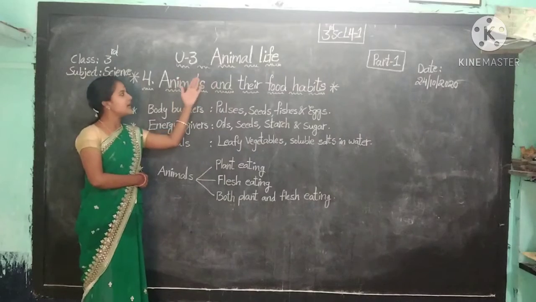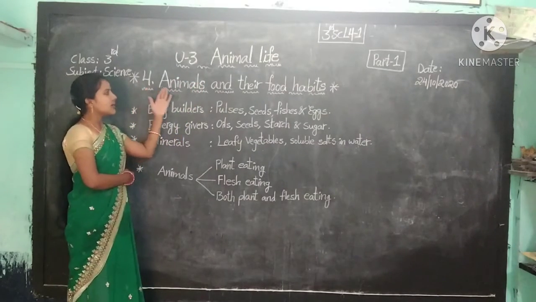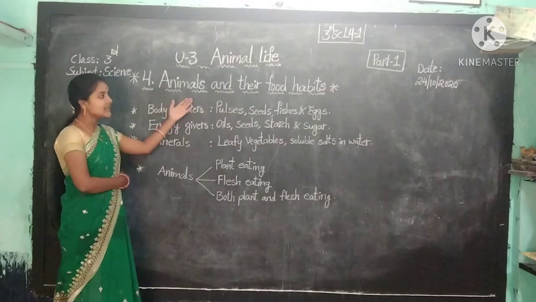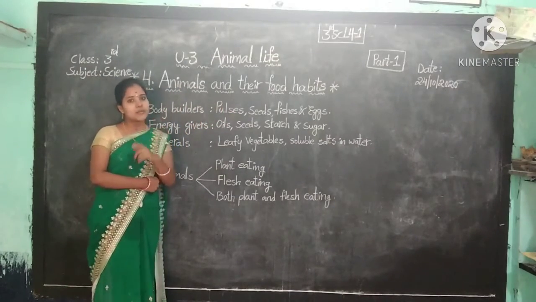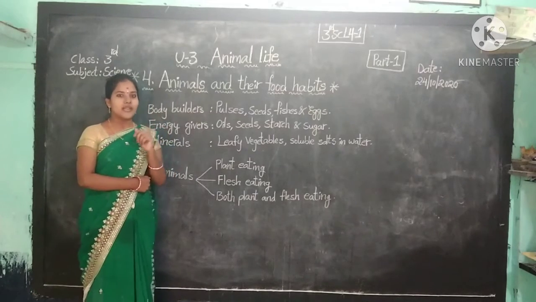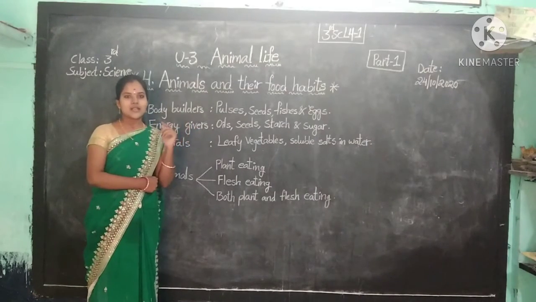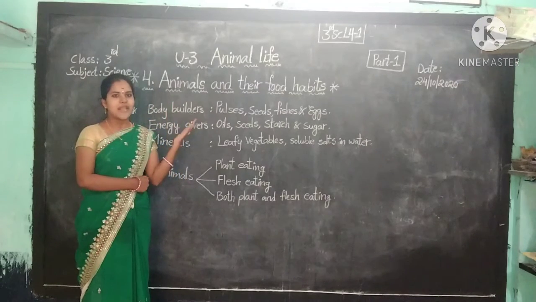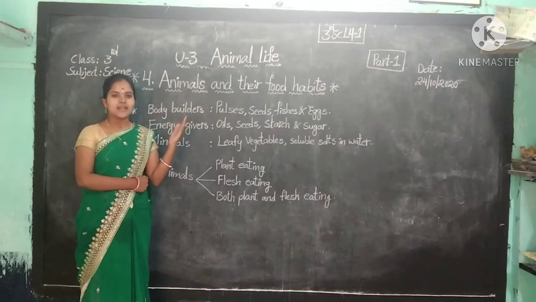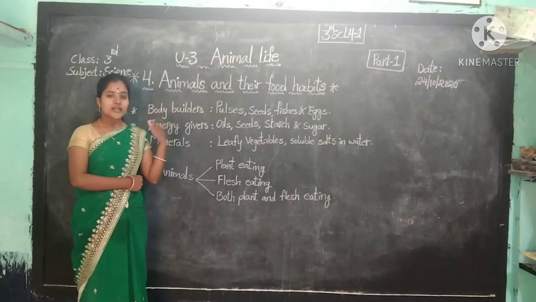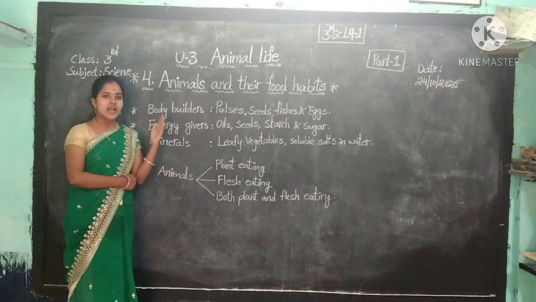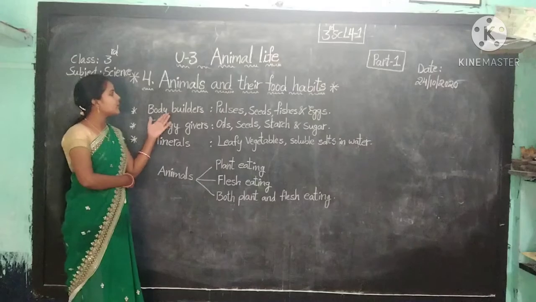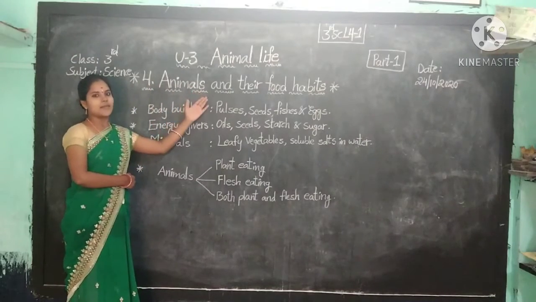Unit 3, Animal Life. In that, lesson 4, Animals and their food habits. What is that, children? Animals and their food habits. Children, do you remember that? In the previous video, we learned about plant life. Yes or no, children? In plant life, we learned about plants, different types of plants, and what plants need. These are all we learned in the previous video. Okay, children. In this video, we will learn about animals and their food habits.